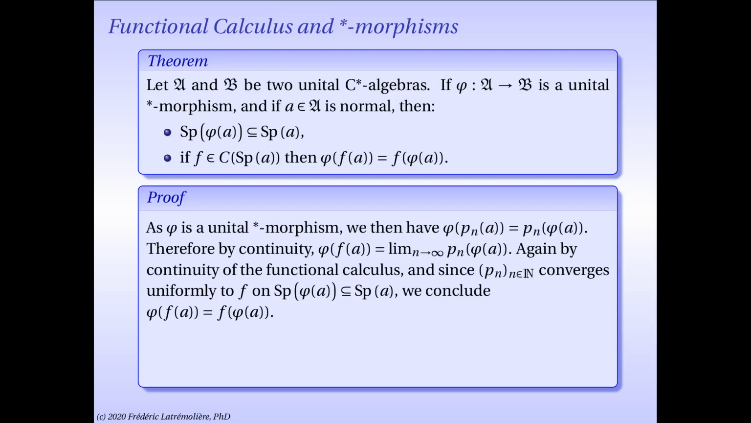So now the question is, what is this limit on the right-hand side? And again, I'm going to use continuity of the functional calculus. Since Pn converges uniformly to that function f on the spectrum of phi of A, simply because that's a subset of the spectrum of A, and that's how I chose my Pn to begin with, I can apply continuity of the functional calculus to conclude indeed that the limit as n goes to infinity of Pn of phi of A is simply f of phi of A, and so we have shown the equalities that we want. That's a very useful result.